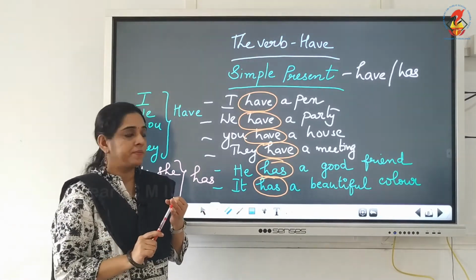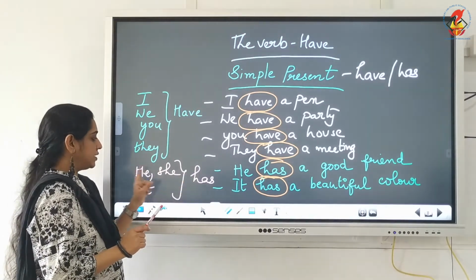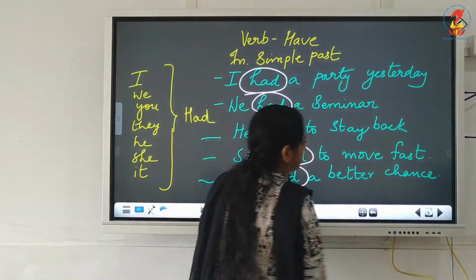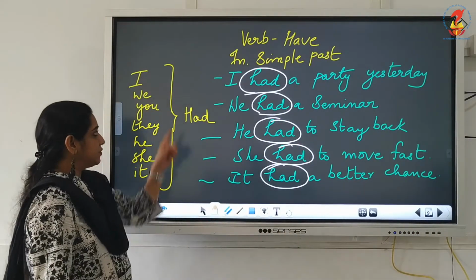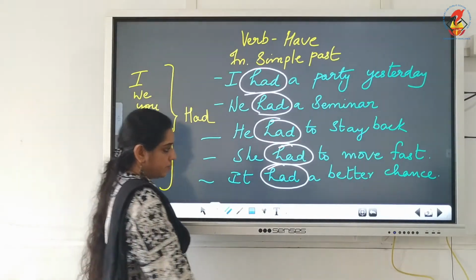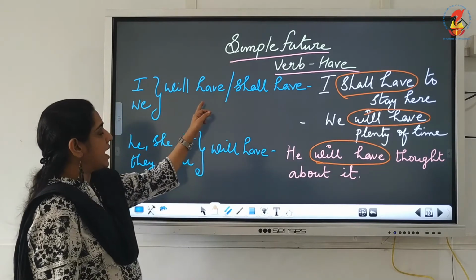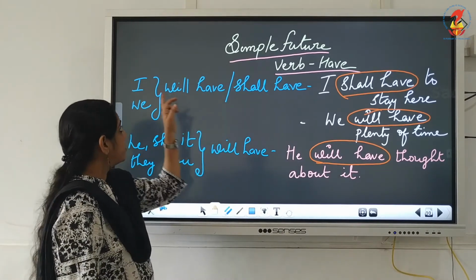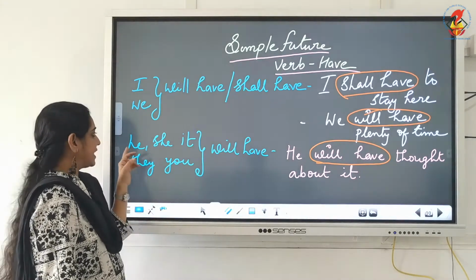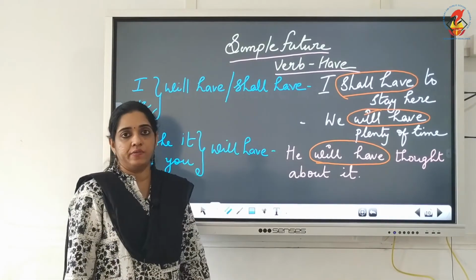Have and has. Have is used with I, we, you, they. Has is used with he, she and it. Then, what is the past form of the verb have? Had. For everything you can use had in past tense. And what about future? In future, it is will have or shall have for I and we. And for all other subjects like he, she, it, they, you, you should use will have.